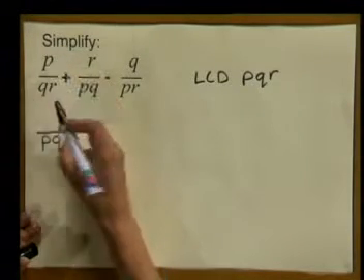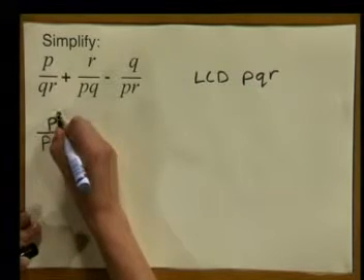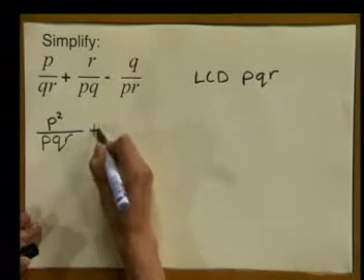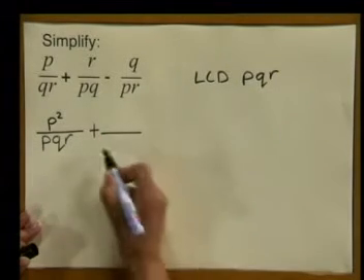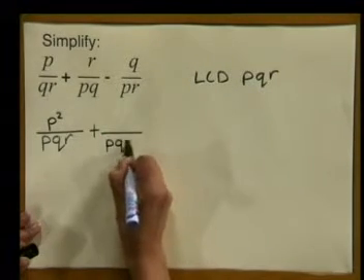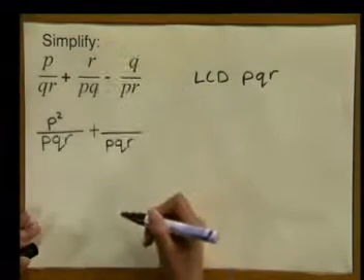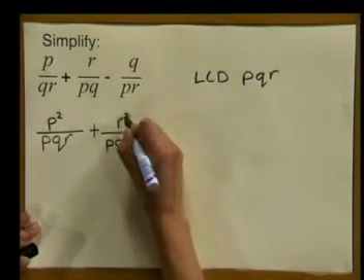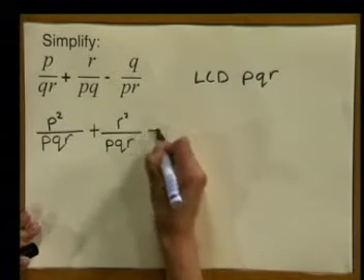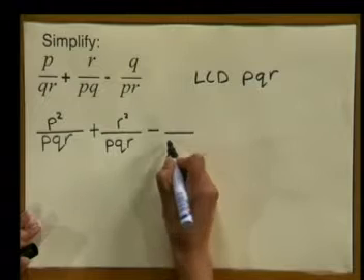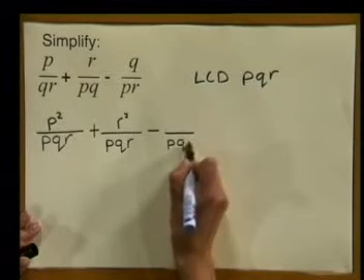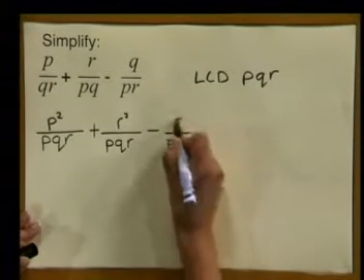We need to now multiply the numerator by P, and we get P squared. Now, what did I do to PQ to give me PQR? I multiplied it by R. So now we multiply our numerator by R, and we get R squared. What did I multiply PR by to give me PQR? I multiplied it by Q. So we multiply the numerator by Q.